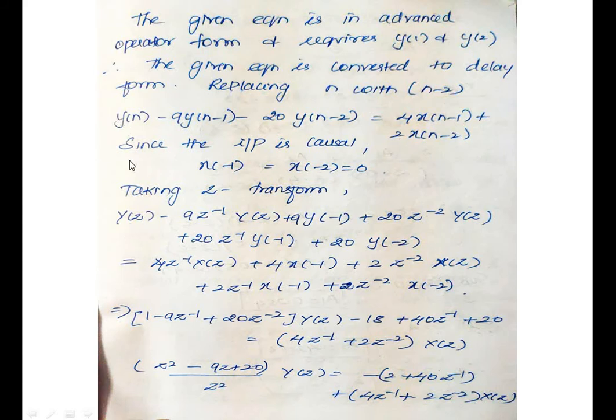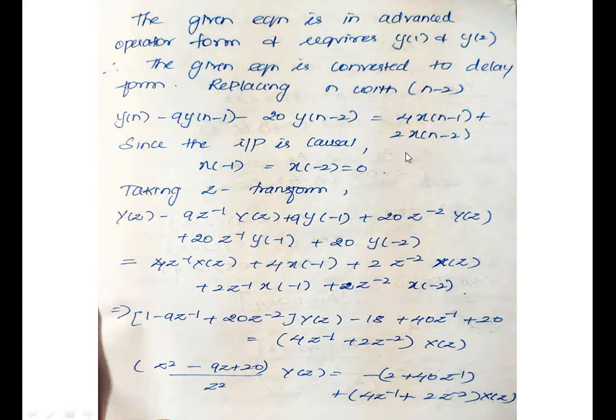Now this becomes, I've substituted it directly because in the previous problem I've shown you what will be the expressions for y of n minus 1, n minus 2, and so on. So we will go ahead, we get it as Y of z minus 9 z inverse Y of z plus 9 y of minus 1. Then we have 20 y of n minus 2, right? So this on Z transform is going to give us 20 z power minus 2 Y of z plus 20 z inverse y of minus 1 plus 20 y of minus 2. So how did we apply Z transform here? We have kept in mind the rule with initial conditions while applying Z transform.